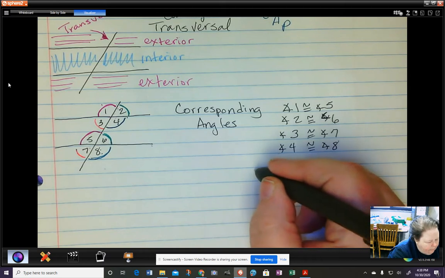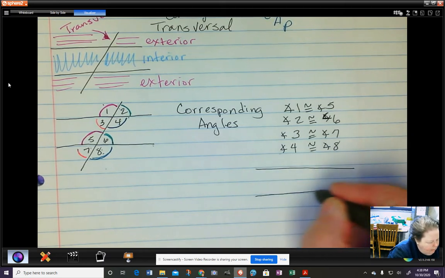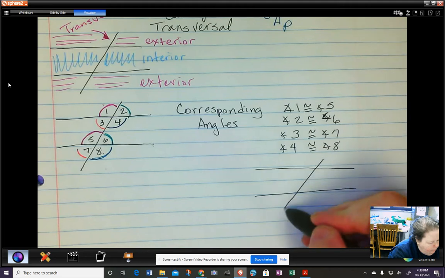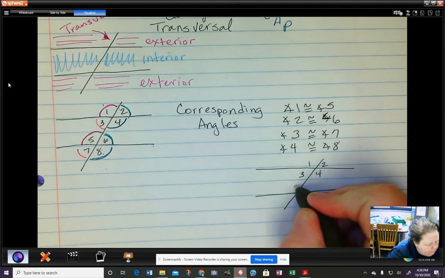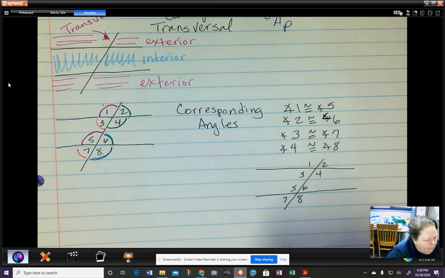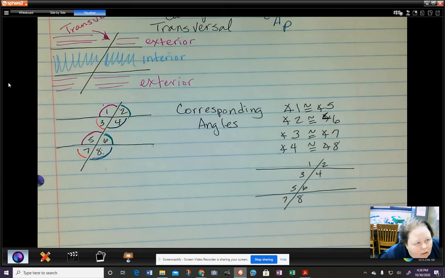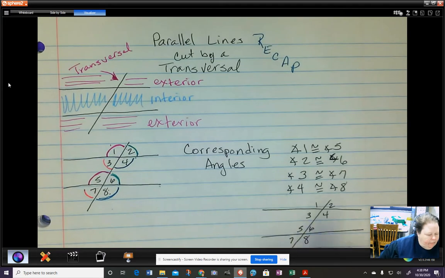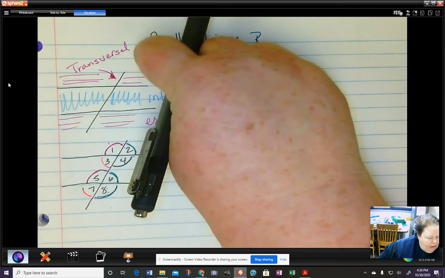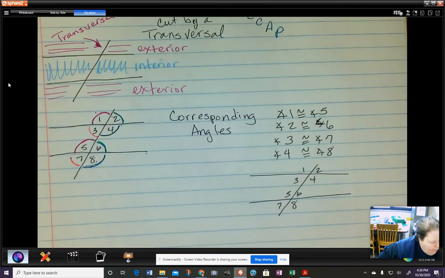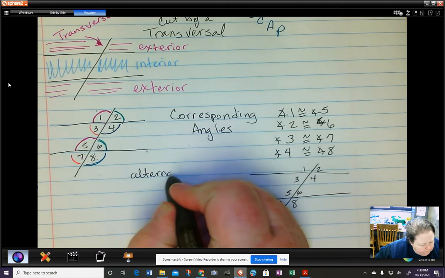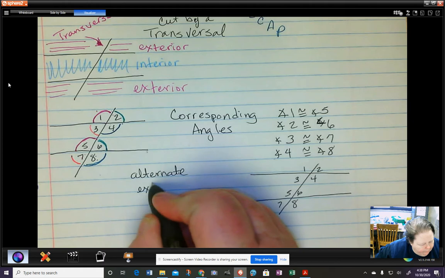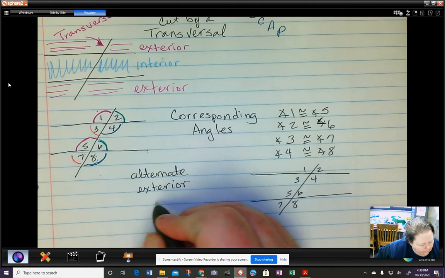The next diagram, I have a pair of parallel lines cut by a transversal, and we'll number them the same. And this time we're going to do alternate exterior angles. Remember from our picture up here, that's the pink, the ones on top and the ones on the very bottom. So these are alternate exterior angles.